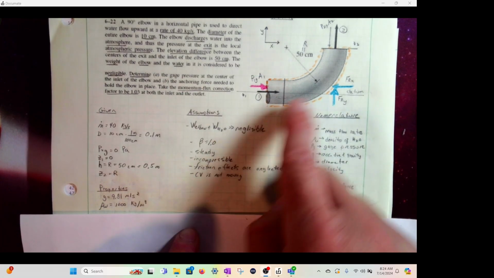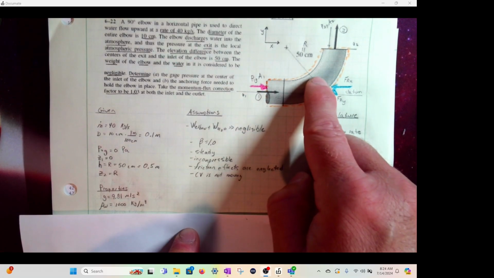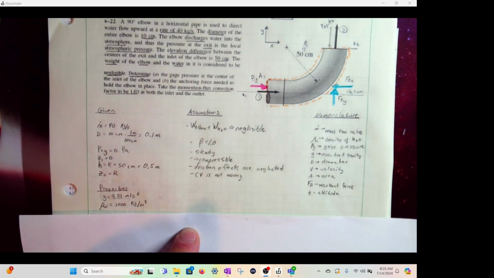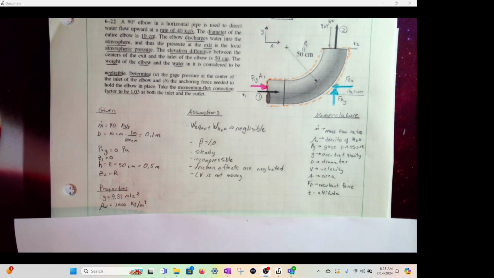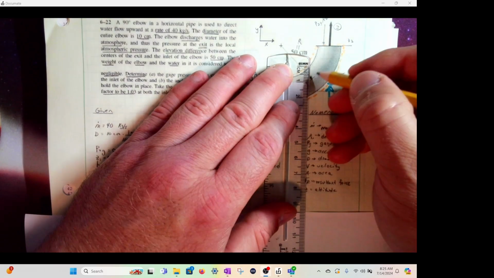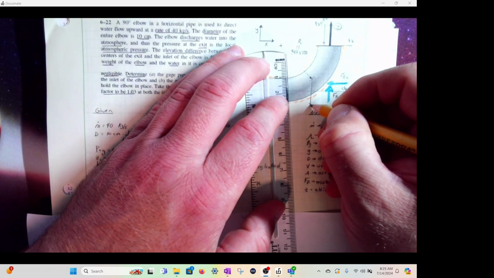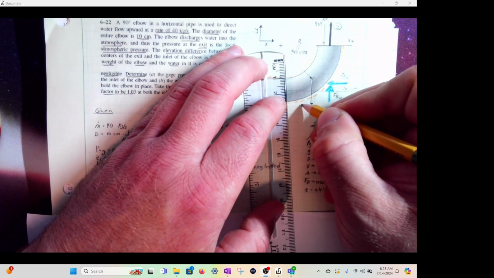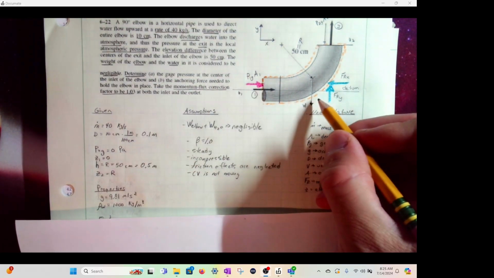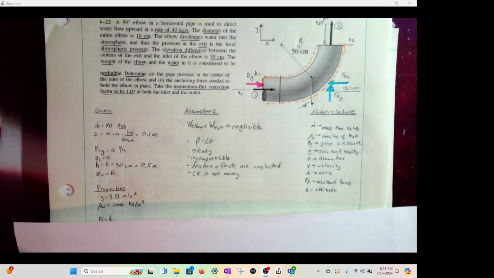But first, we're neglecting the weight of the elbow and the water inside. So that's why I didn't draw an arrow down and call it W. We could have, if you want to. Sure. I can do an arrow and call this W. Okay, but we're neglecting this, so I can just put an arrow right now through it. That's fine.